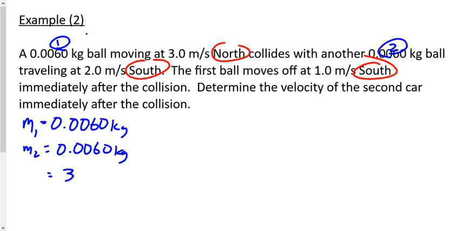What do we have here? 3 meters per second. What is that? Is that V1 or V2? Parker? What is it? V1.